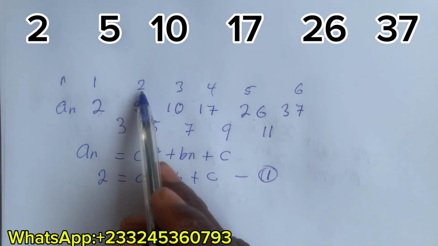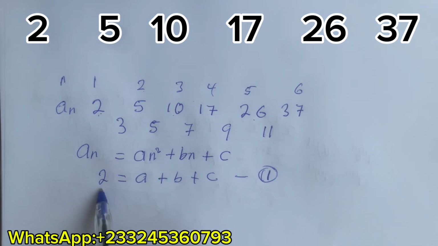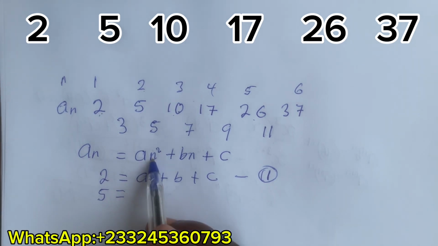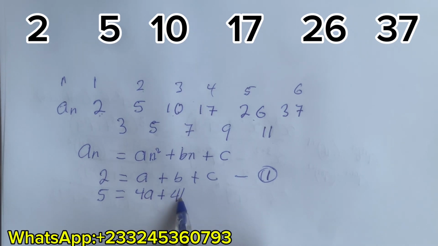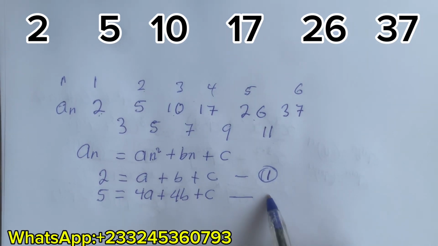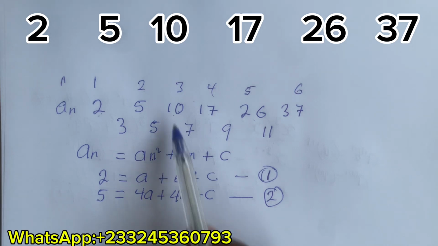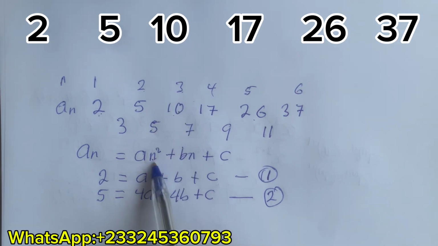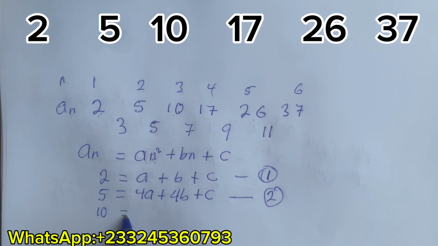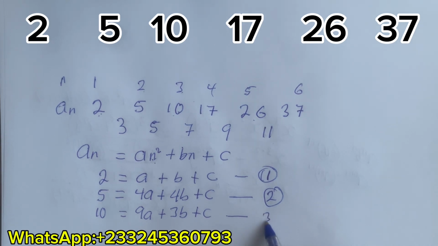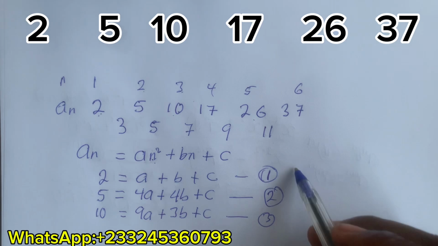Then I take n equal 2 and put it here. Then I have 5 equal 2 squared is 4a plus 2b plus c, equation 2. If I take 3 and put for n, I get 10 equals 9a plus 3b plus c. That is equation 3. Then solve these three equations simultaneously.